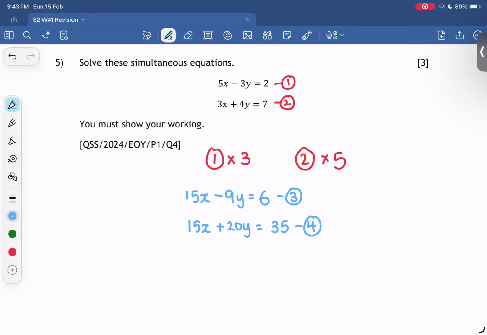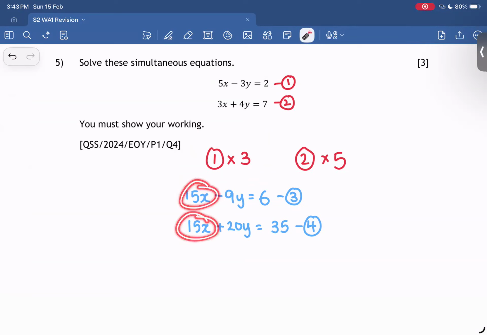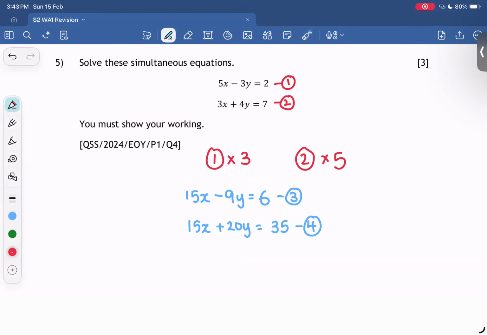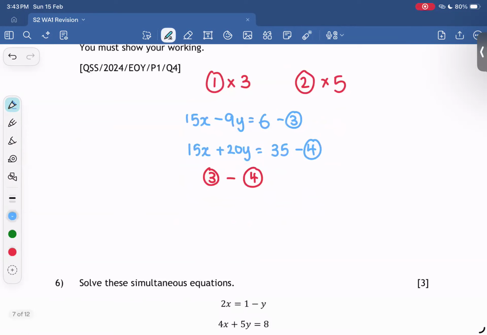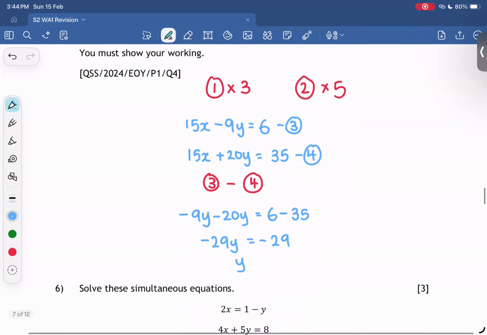Now that I have this, let's see what we can do. I've got 15x and 15x, so I can just take equation 3 minus equation 4. So 15x minus 15x is 0x, don't need to write that down. Then minus 9y minus 20y, and then 6 minus 35. So I will have minus 29y equals 6 minus 35, which is also minus 29. So y equals 1.